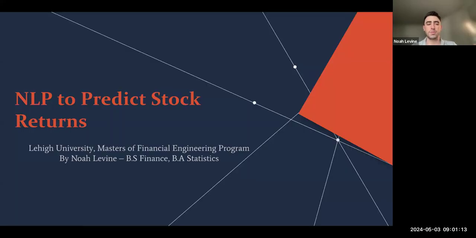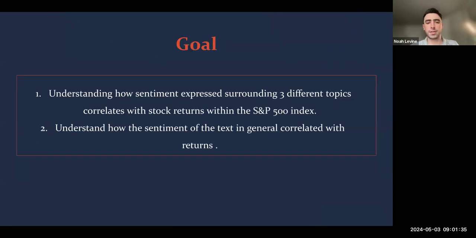Language processing to predict credit default swap returns. This time I'm looking more at equity returns, but I'm looking at 10Ks instead of earnings calls, and I'm looking specifically at certain subjects within 10Ks. So instead of looking at the overall sentiment of a 10K, I'm looking at certain subjects, which I will show in the next slide. So I'm trying to understand how the sentiment expressed around three different topics correlates with stock returns within the S&P 500.